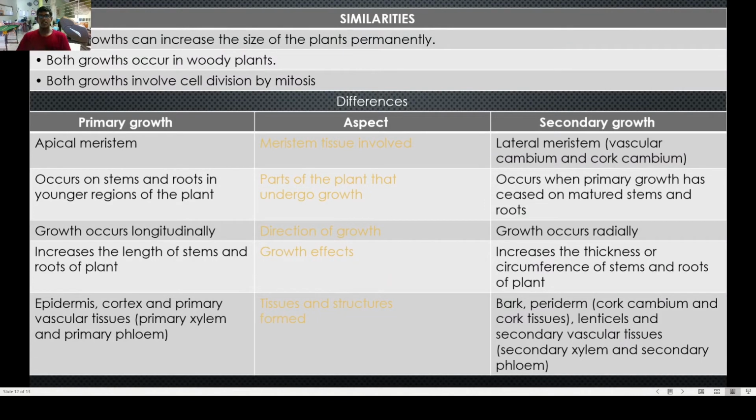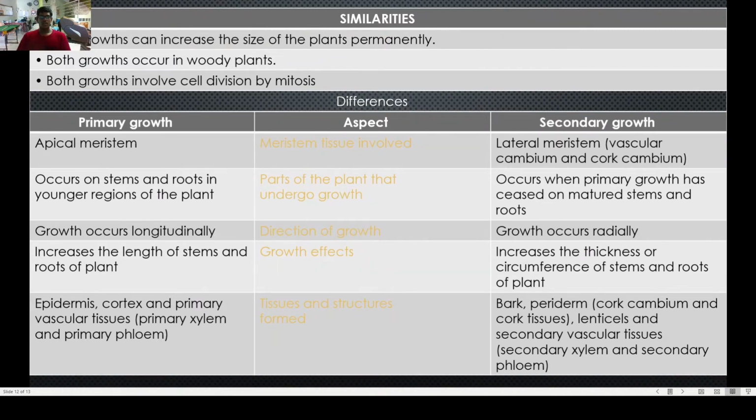Okay, the similarities between secondary growth and primary growth. Both growths can increase the size of plants permanently. Both growths occur in woody plants. Both growths involve cell division by mitosis. The differences.